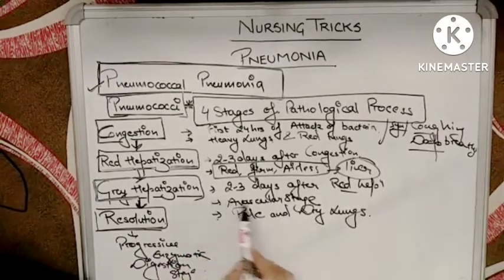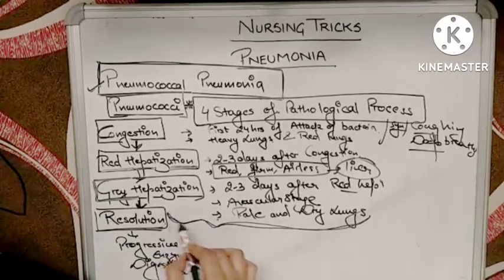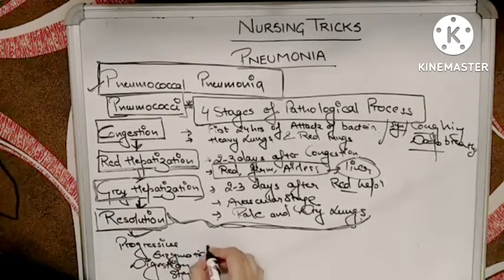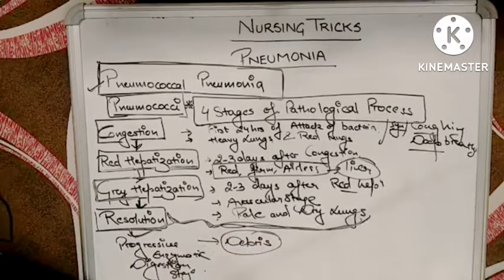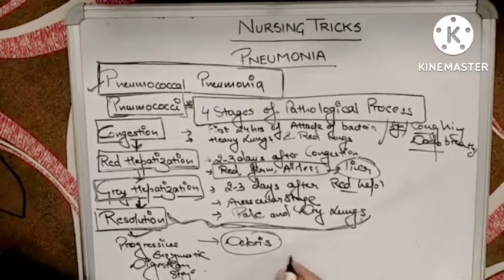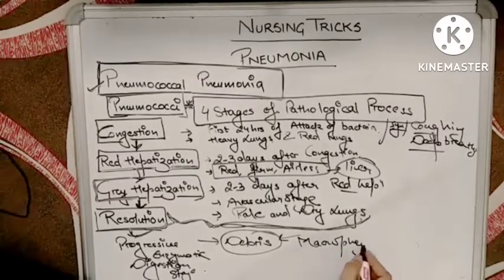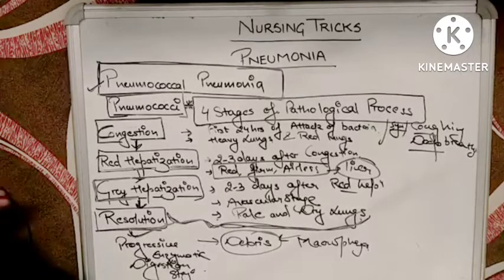Once all the exudates formed in these stages are completely resolved, it is the resolution phase, and this produces debris. The debris is eventually reabsorbed and ingested by the macrophages, and coughed up or reorganized by fibroblasts. So this was all about the pathological process of pneumococcal pneumonia.